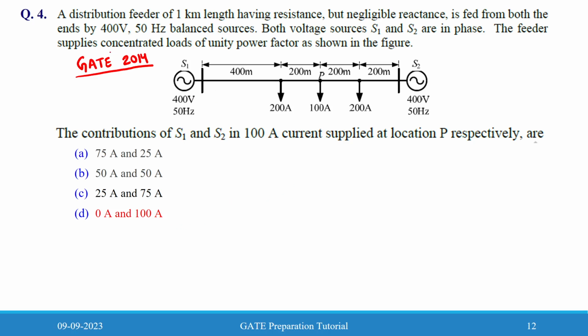So the problem is that a distribution feeder of 1 kilometer length having resistance but negligible reactance is fed from both the ends by 400 volt 50 Hz balanced sources. Both voltage sources S1 and S2 are in phase. The feeder supplies concentrated loads of unity power factor as shown in the figure. The contributions of S1 and S2 in the 100 ampere current supplied at location P respectively are. So we have to find the contribution from S1 and S2 in the 100 ampere current supplied at location P.